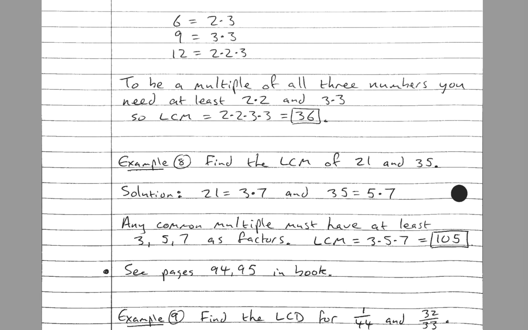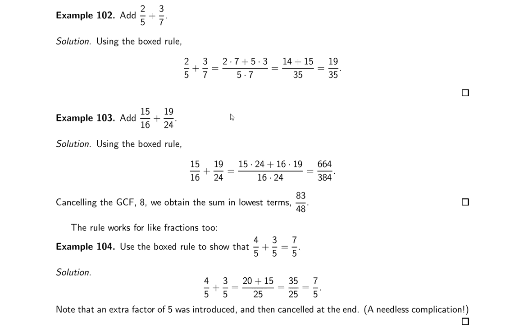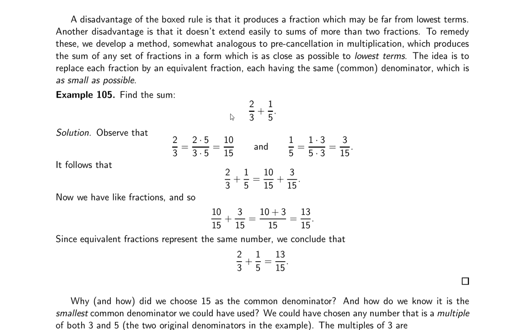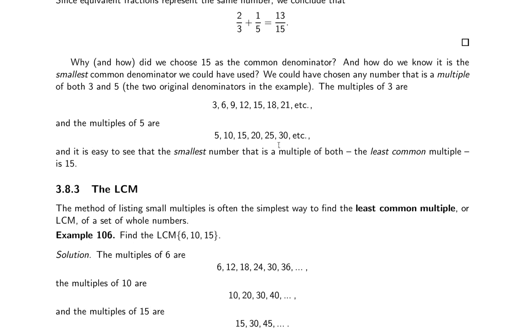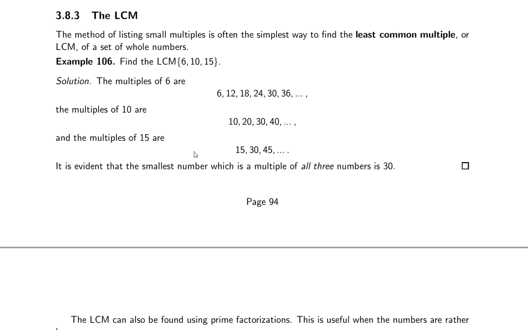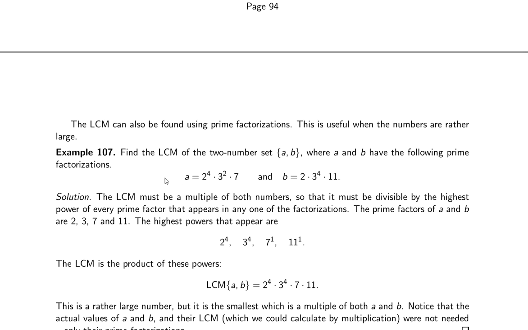In the book, I think there are more examples. So here's the LCM. Here's a more difficult one. Find the least common multiple of these two numbers. And here we're given the prime factorizations.